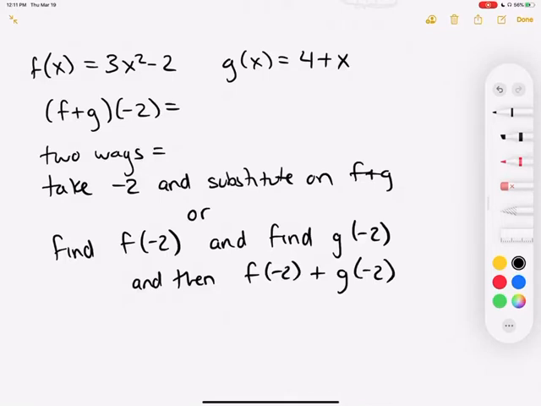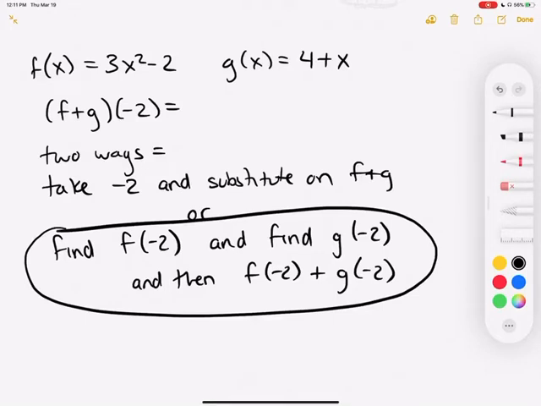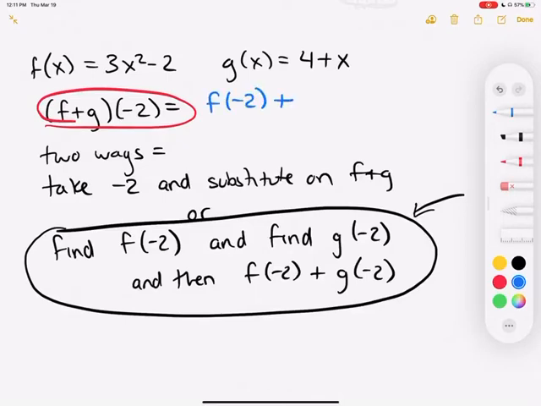I think it's easier to do this second way. So this is what we're going to be doing in this case, because I believe it's easier. It's less probable that we lose signs in the process, especially for subtractions and divisions. We tend to mess up a lot of signs in that process. So to find f plus g of -2, the first thing that I have to find is f of -2, and then add g of -2. Find f of -2, find g of -2, and then add those two results up.